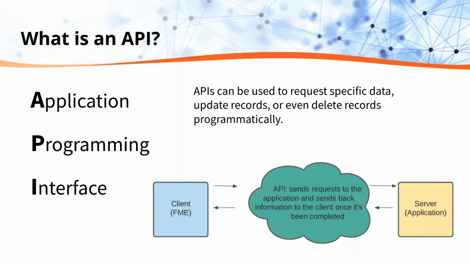So the API kind of sits between your client and your server. I've heard it referred to as a waiter. It's a person that takes the order and fulfills the order after it's been completed by your chef. So it sits in the middle and it can communicate between these two options.